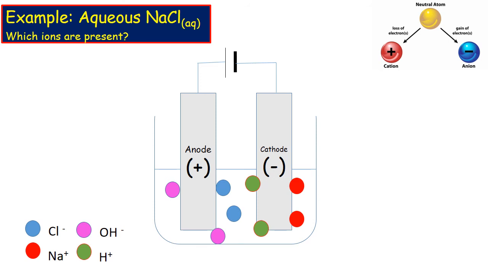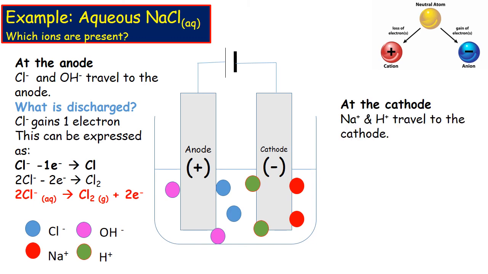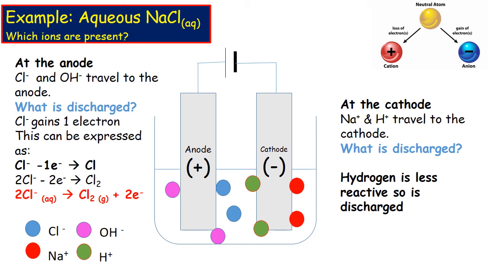We've identified the ions that are present, and now we wanted to work out which one is going to be discharged. So we had our chlorine and a hydroxide, and as we had in that table, chlorine is preferentially discharged. So we're going to have the same expression that we had last time when we looked at the molten sodium chloride. So at the cathode, we identified the sodium and hydrogen ions were travelling there. And so what is our least reactive substance? That's going to be the hydrogen. So in the molten liquid case, we had sodium being discharged. Now we're going to have hydrogen.